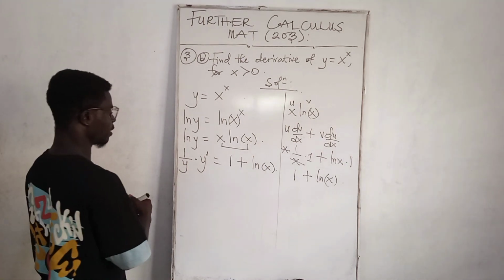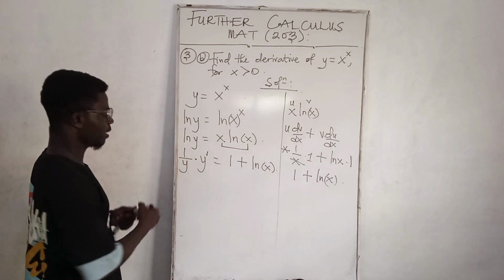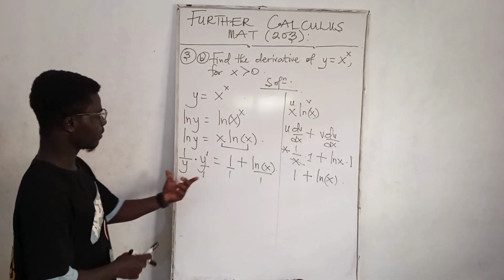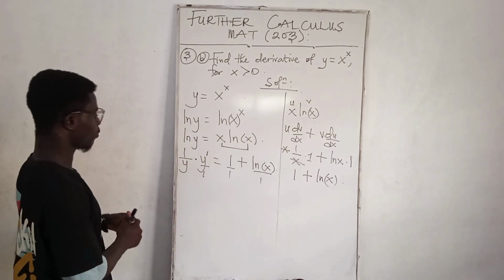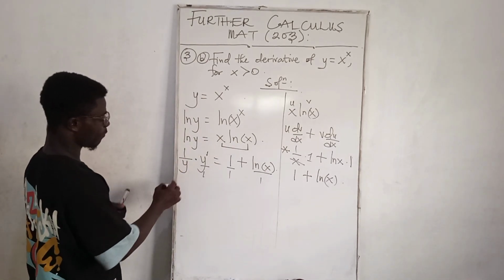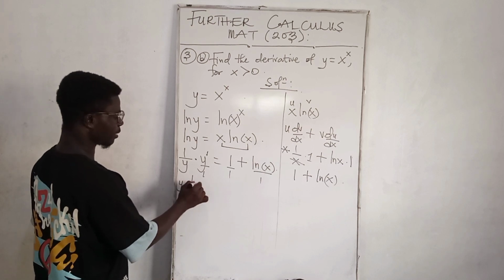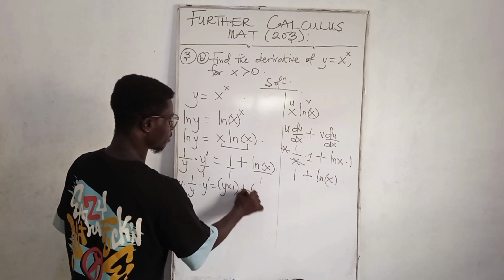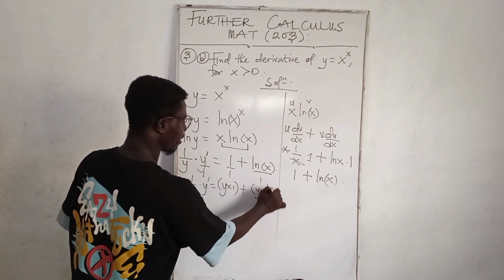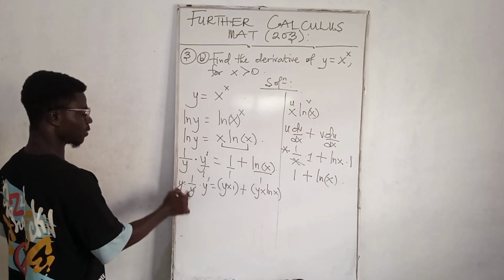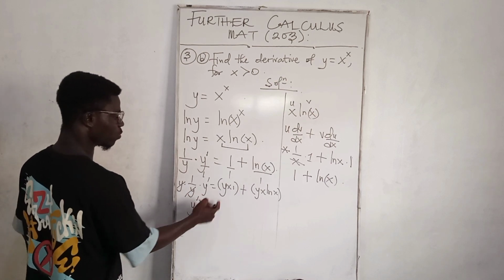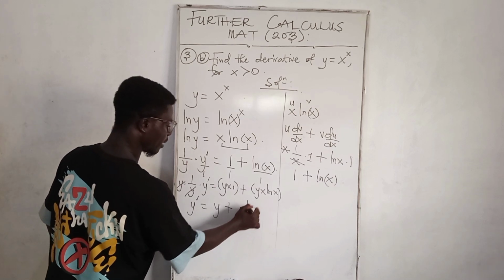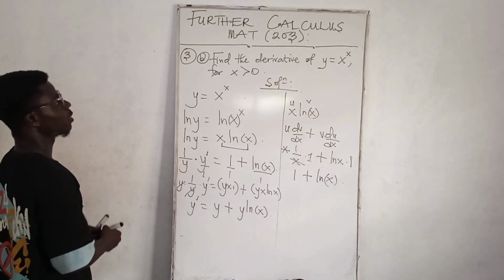So now here, let's proceed. My LCM is y. So I have to multiply through by y. How many times here? 1, 2, 3. So I multiply through by y. So I have y times 1 over y times y prime equals y times 1 plus y times ln x. So this cancels, and I get y prime equals y times 1, which is y, plus y ln x.